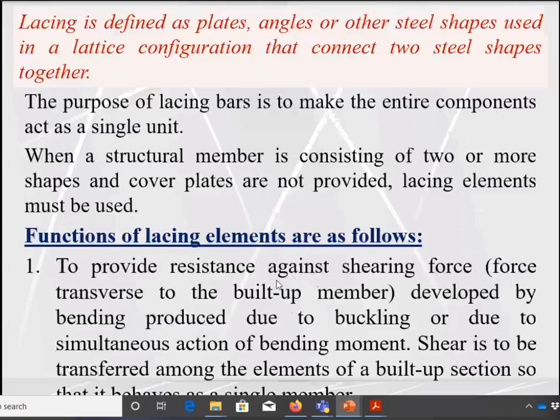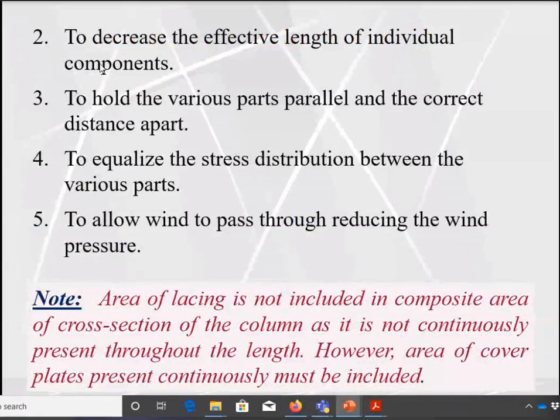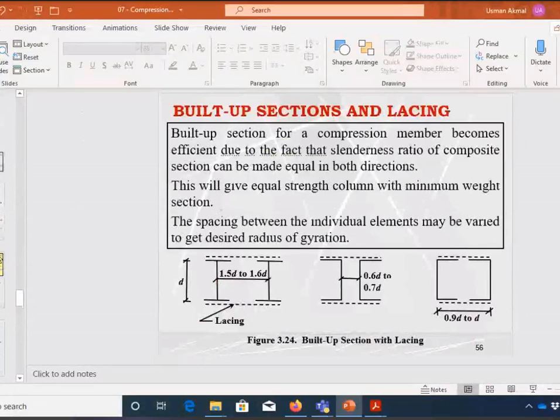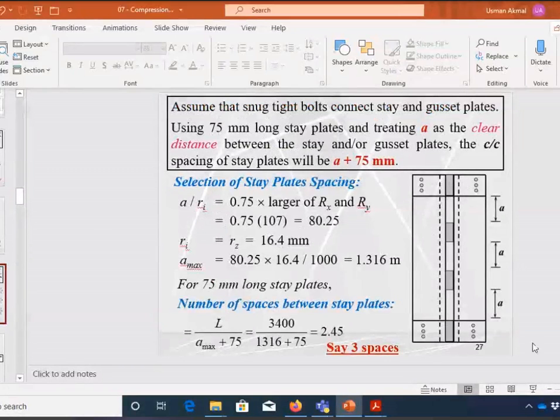Number one purpose is this, and they are also used to decrease the effective length of individual components. Just like in the section with the stay plates, by providing the stay plates, the unbraced length of a single section is reduced to the A value. Instead of using the total length as the unbraced length for a single section, we only have the A value.